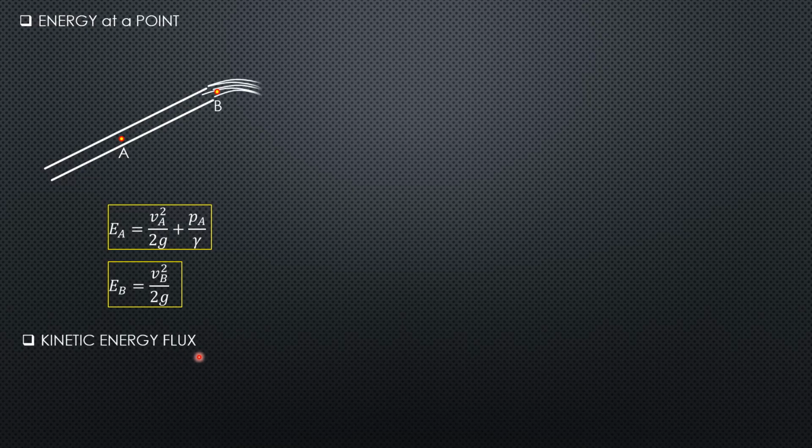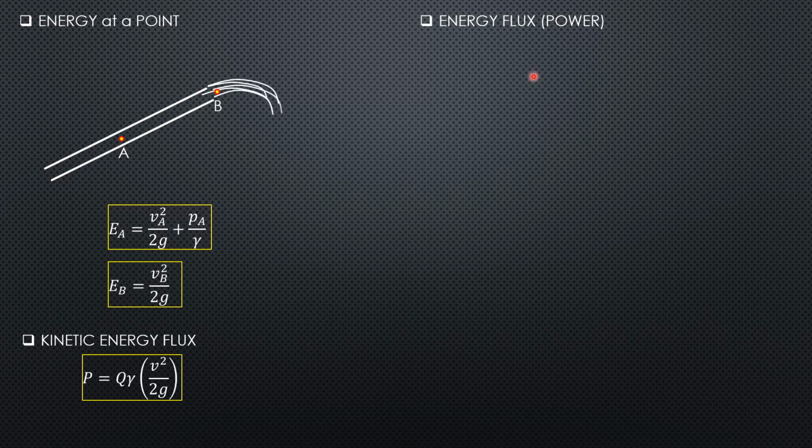Kinetic energy flux, therefore, is actually power due to kinetic energy. So it is Q gamma times velocity head, because energy flux is also power. So power is Q gamma times energy, on the other hand.